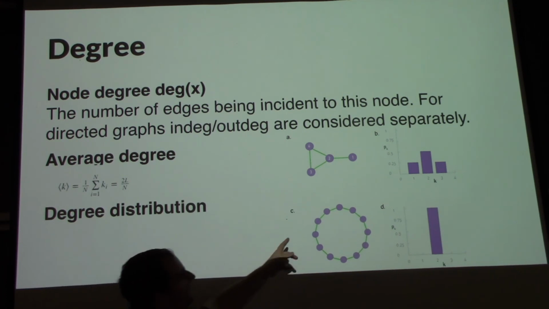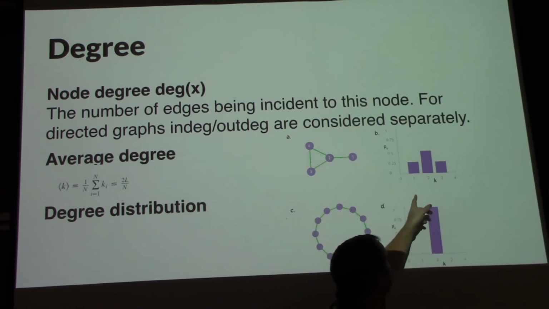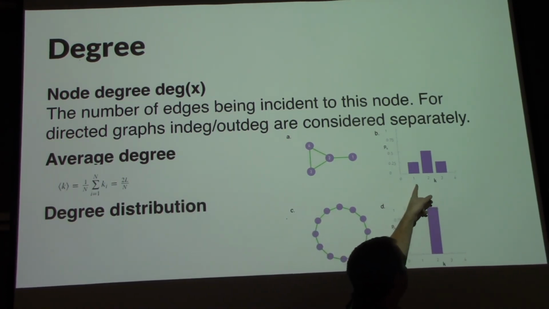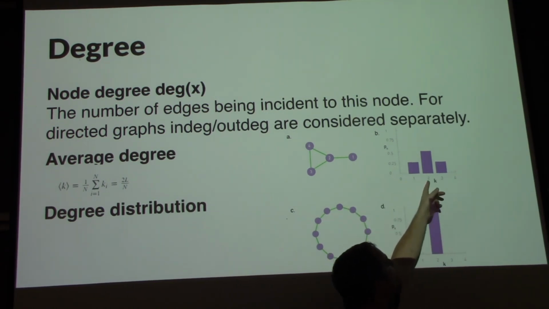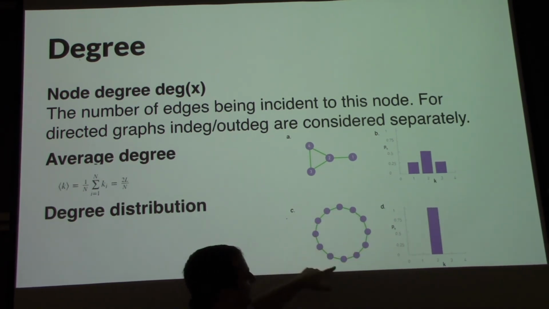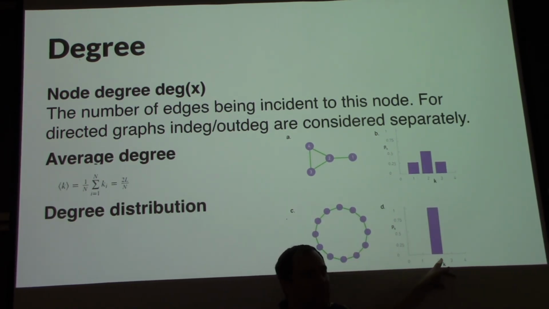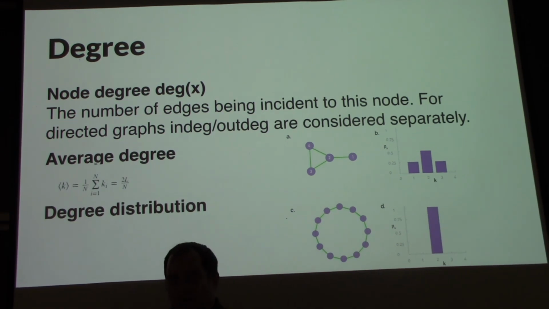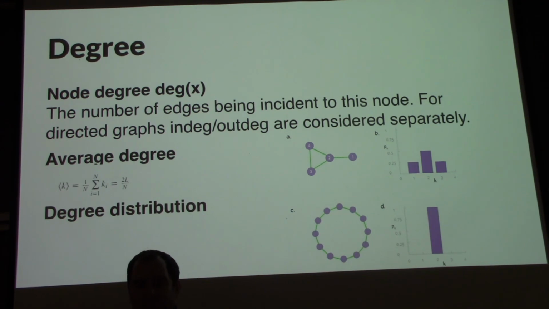Here we see the degree distribution of this graph. We see that 25% of the nodes in this case have degree 1, 50% have degree 2, 25% have degree 3. In this circle here, 100% of nodes have degree 2. What do you think the degree distribution of a social network is, just intuitively?